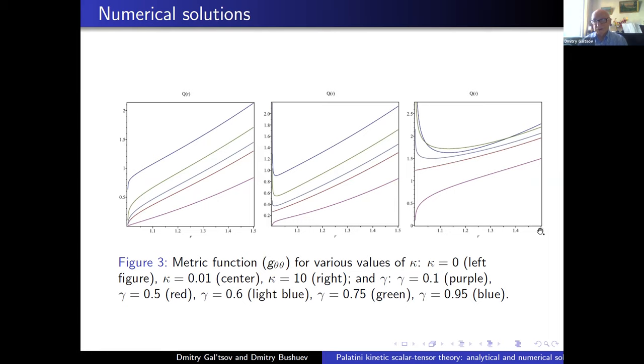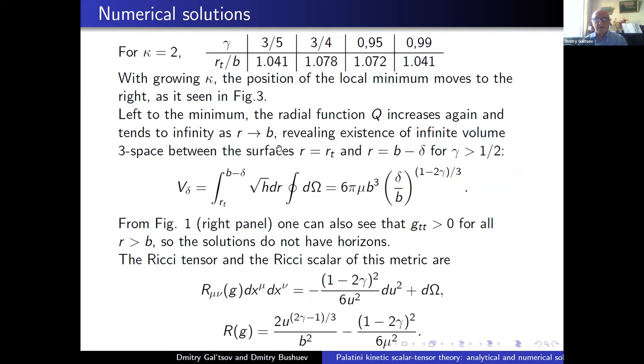And the units are such that the radius b equals one here. So those minima are close to the singularity in the initial Fisher-Janis solution, not more than 10 to 15% of this radius, and it starts growing. And these are some numerical values for the position of the wormhole throat for different gamma and for k equal 2.